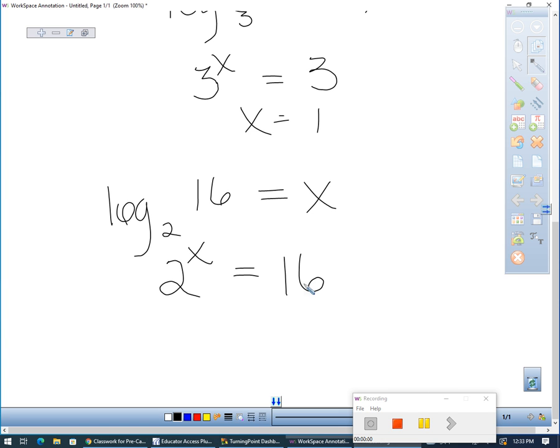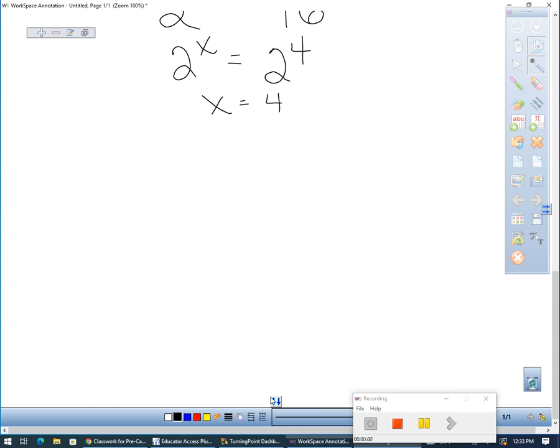So we have to get the bases the same. Exactly. This is review, right? 16 is 2 to what power? 2 to the 4th power. So now this is technically a one-to-one function, and we can set our exponents equal to each other. x equals 4. You guys remember doing this, don't you? Okay, good deal. All right, let's do one more before I move on then.